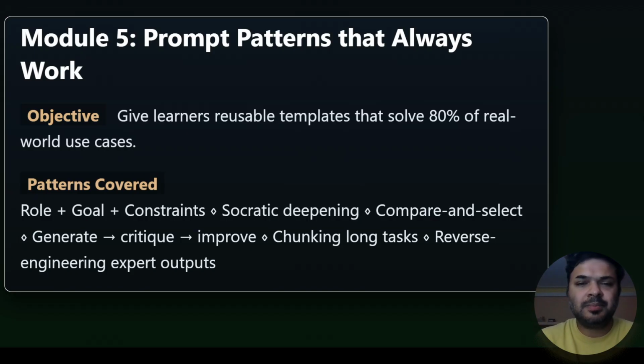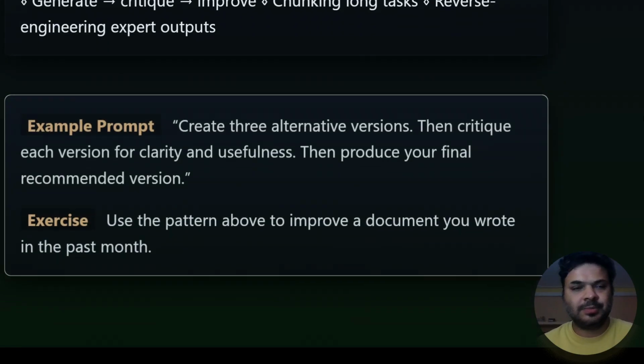The fifth idea is prompt patterns that will always work. Give learners reusable templates that solve 80% of real world use cases. So things that don't change a lot. The patterns covered here are role plus goal plus constraints, Socratic deepening of any idea, compare and select, generate, critique, improve, chunking long tasks, and reverse engineering expert outputs.